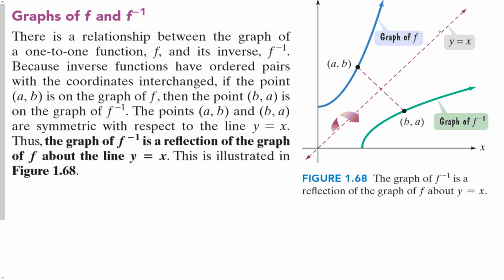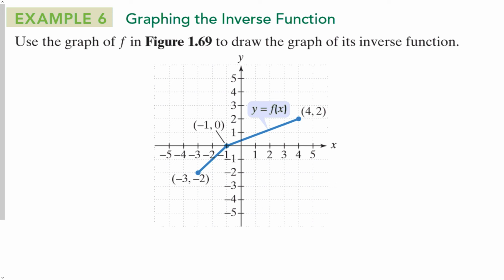And you can see that's true in this picture. As you see, this line y equals x, the dotted line, acts like a mirror, and these two functions are reflections of each other. Let's try it. Draw the graph of its inverse function. So I know that if there's a point (4, 2) on the graph, on the inverse function there's the point (2, 4). X's and Y's get switched. Also, if the point (-1, 0) is on the graph, the point (0, -1) is on the graph of the inverse. And the same thing for (-3, 2).